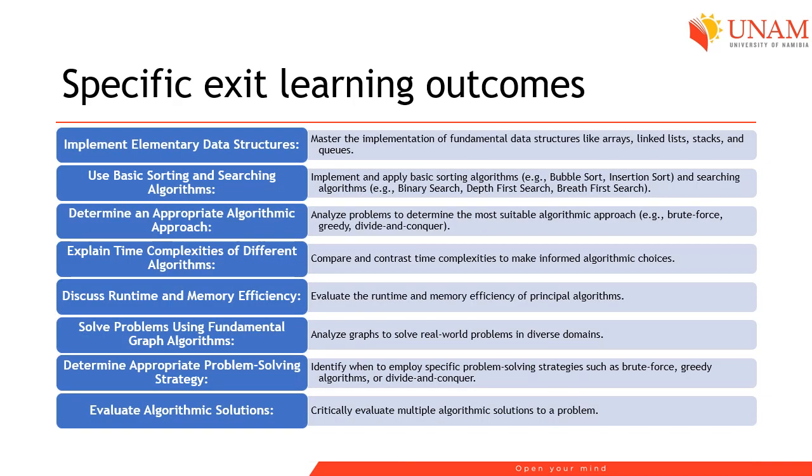Then we move to the specific exit learning outcomes of the course. Of course, they are related to the general outcomes. We want you to be able to implement elementary data structures. So these elementary data structures include arrays, linked lists, stacks, and queues. You must understand the nuances of choosing the right data structure based on the specific use case. We also want you to know the basic sorting as well as searching algorithms, and you should be able to implement them as well as to apply them.